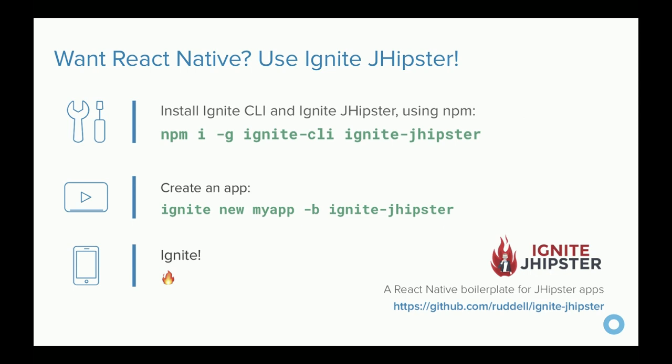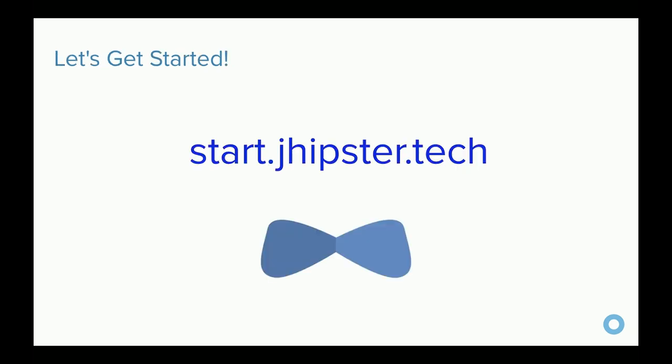Same for React Native. There's an Ignite JHipster module out there that allows you to create an Ignite JHipster app. And this one's even better than Ionic in the sense that it'll read the whole application definition from that JDL and generate the whole app without even knowing where your backend is. So that works really nicely as well.